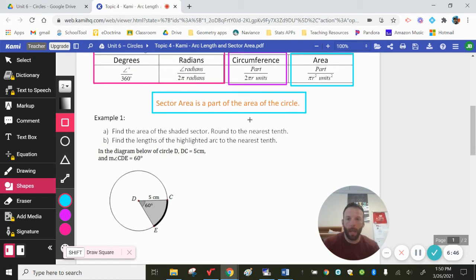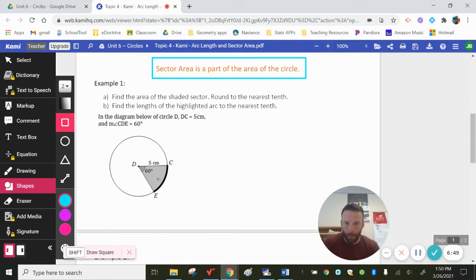So the first one, here's a circle, and it says we need to find the area of this shaded sector, and we're going to round that area to the nearest tenth, and also find the length of the highlighted arc to the nearest tenth. So we're going to do two different parts here. Let's start with part A and finding area.